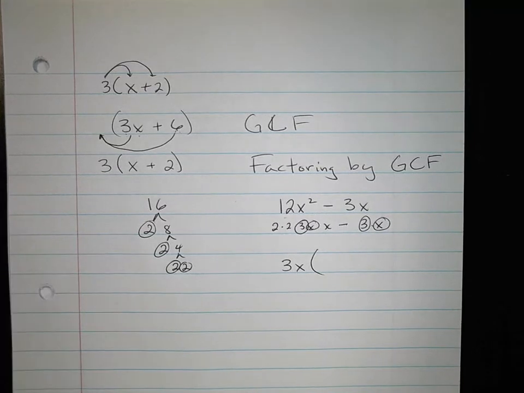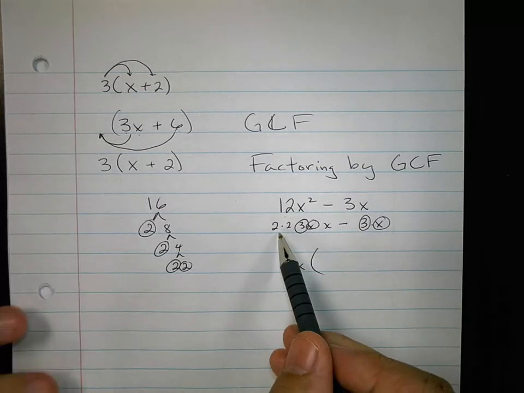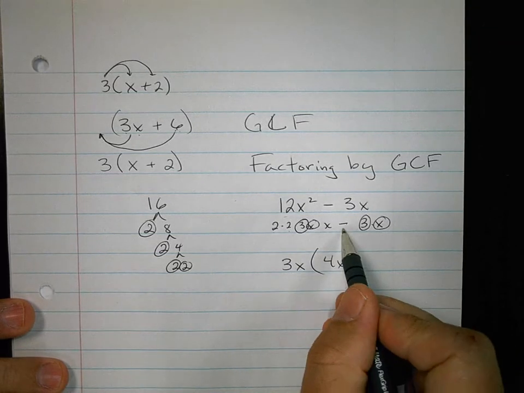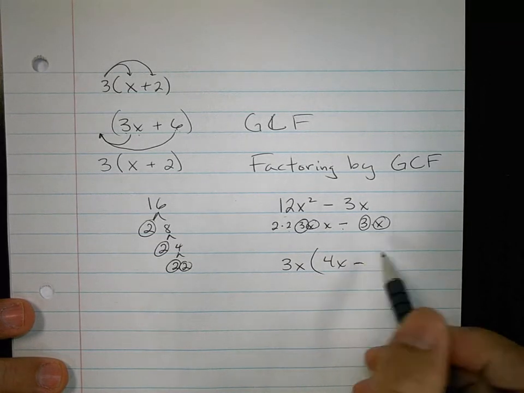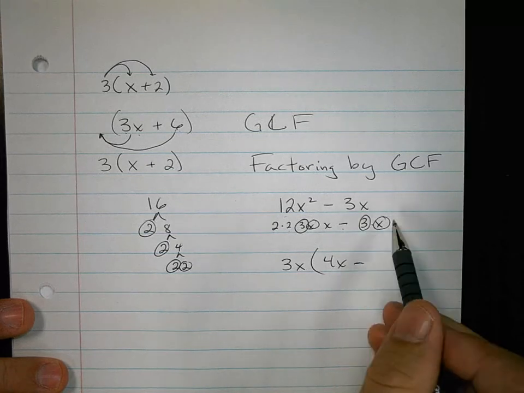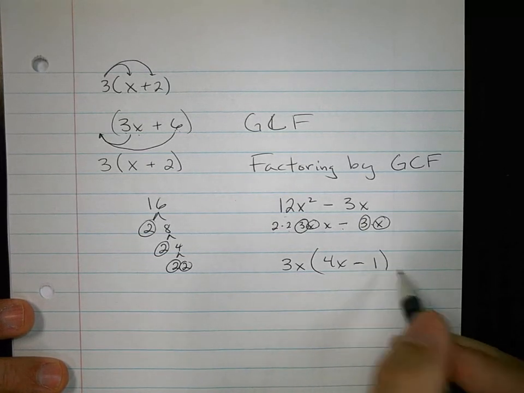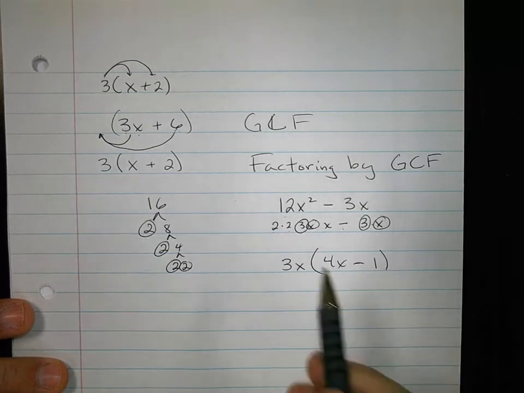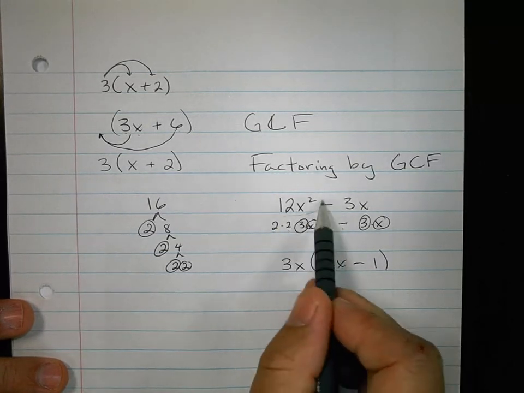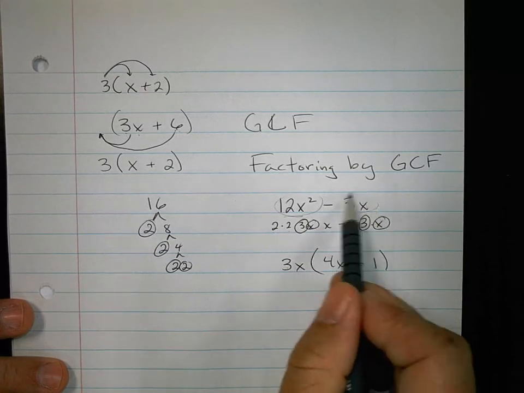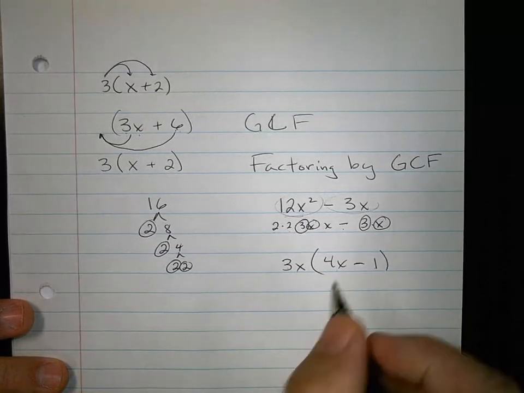But we always have to keep track. What's left inside? Well, this term, what's left? 4x. Minus sign comes down. And what's left here? You might say nothing, but there's always something left behind. If you take everything, you always got to leave a 1 behind. And now let's check. 3x times 4x is 12x squared. And 3x times negative 1 is negative 3x. That's why you always got to leave that 1 behind.